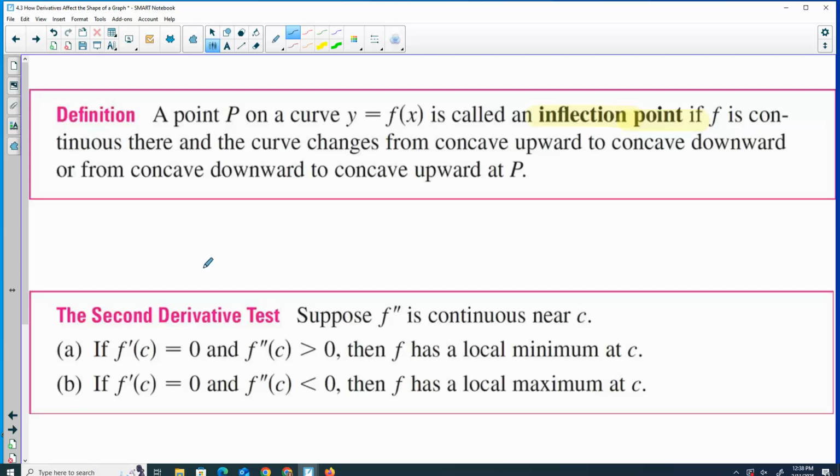And again, those inflection points. Did every critical point give us a max or a min? No. So will every inflection point be a change in concavity? No, but it's where it might occur.